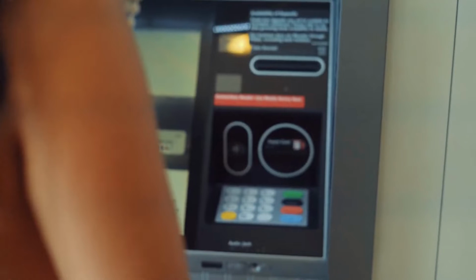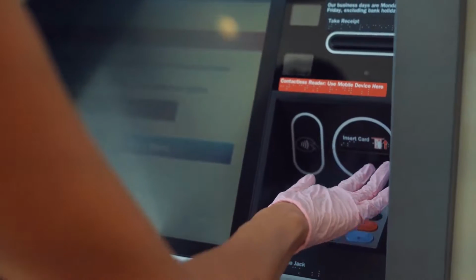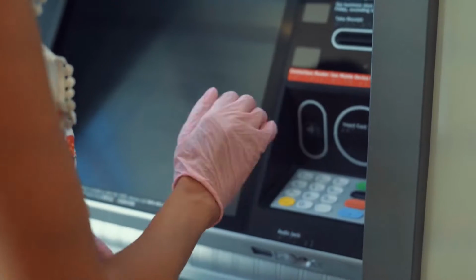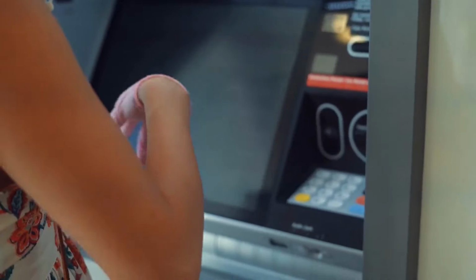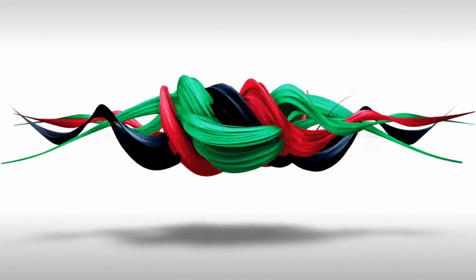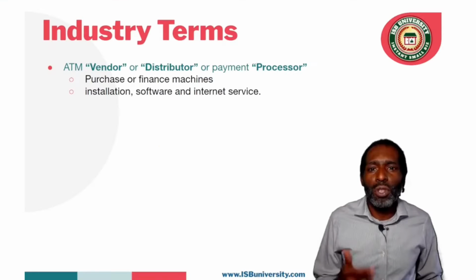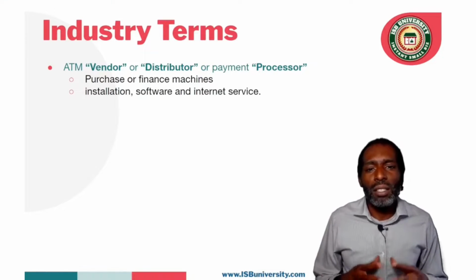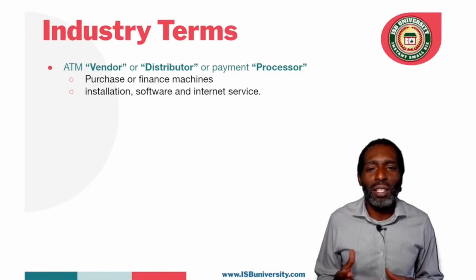Again, they install the machine, program it with the software, and provide internet service, okay? You can do it a little cheaper when you do some of these on your own, but it's a little easier when you go through a vendor or distributor or ATM processor. This will help you cut some corners, but again, you can do these yourself. Vendors, distributors, and processors, the key here is to understand the industry terms so that you can do some searching, so that you can do some research.